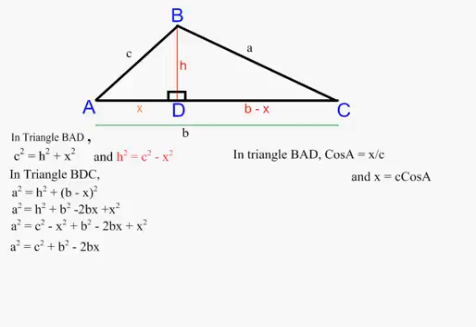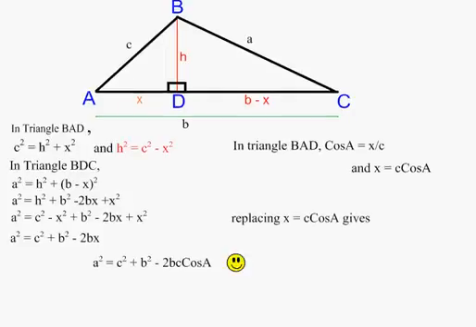We're going to put that value of x back into the equation as it were. So x equals c cosine A. We're going to put x equals c cosine A into a squared equals c squared plus b squared minus 2bx. Now by replacing x, we will have the cosine rule. a squared equals b squared plus c squared minus 2bc cosine A, which proves the cosine rule.